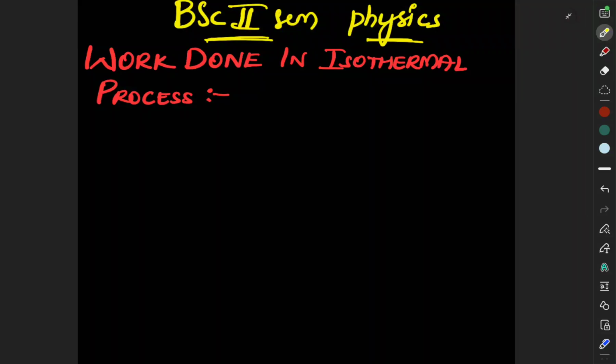Hello learners, this class is for BSc second sem physics. We'll discuss what is the work done in isothermal process. We'll derive the work done expression for isothermal process.